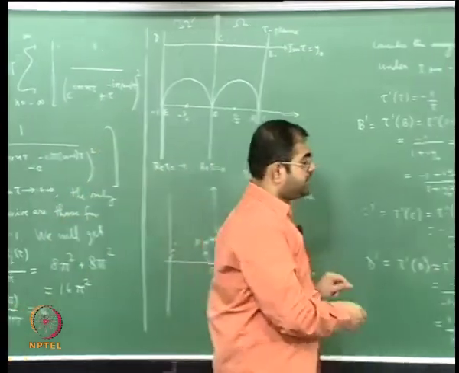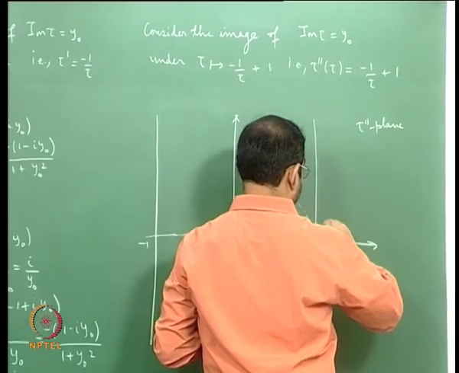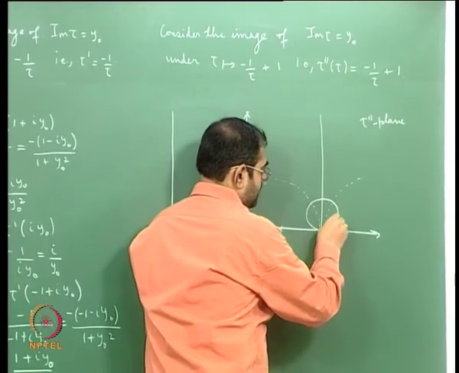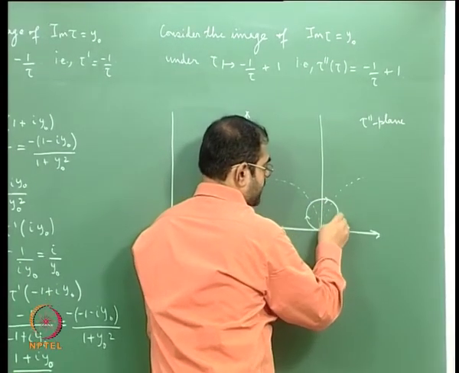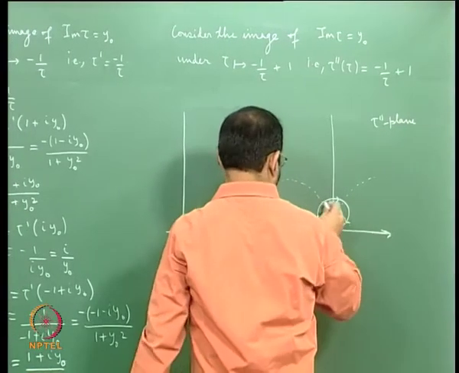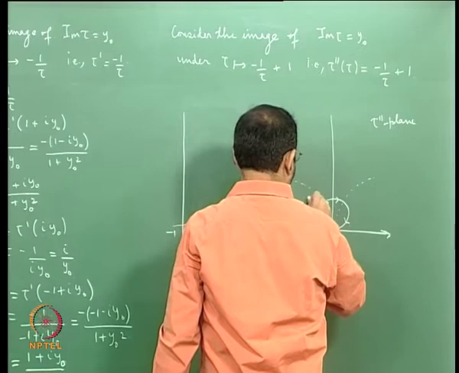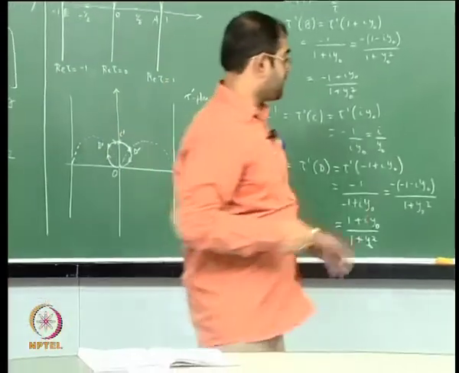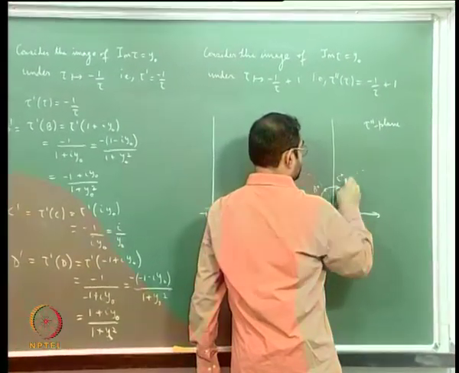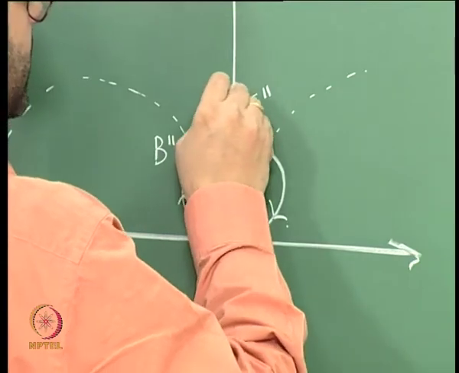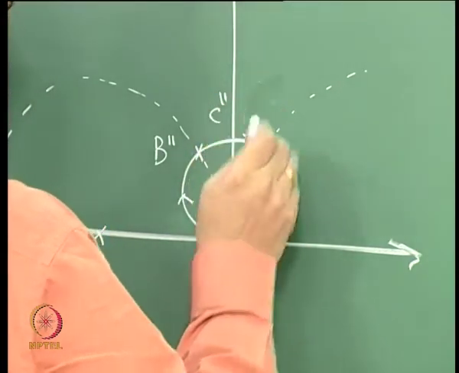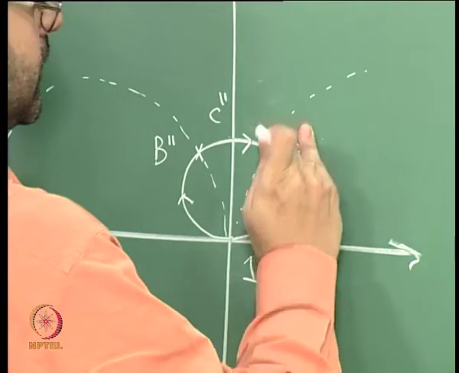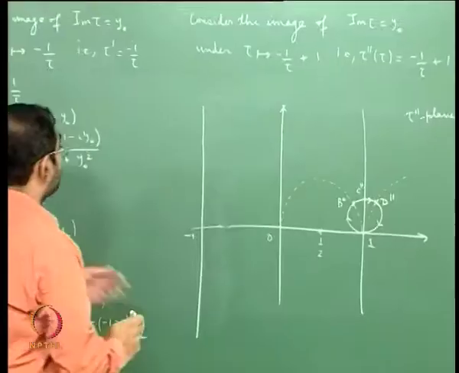D double prime. So what I will get here is, you can imagine a mirror image of this circle here, and then I will again get a circle here being traced in this manner. This point here will be B double prime, and because it is just a translation, this will be C double prime, and this point here will be D double prime.